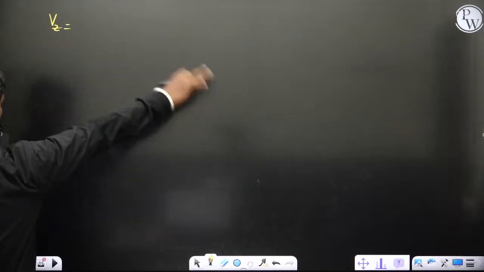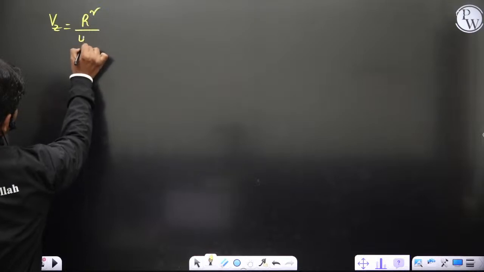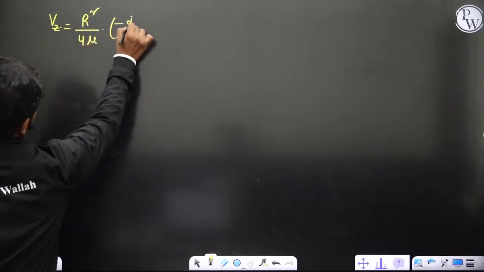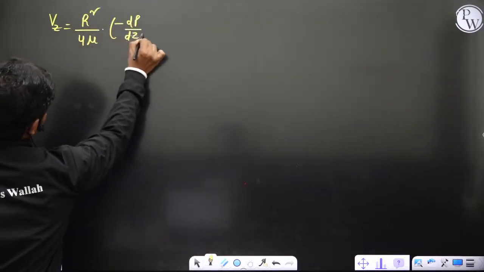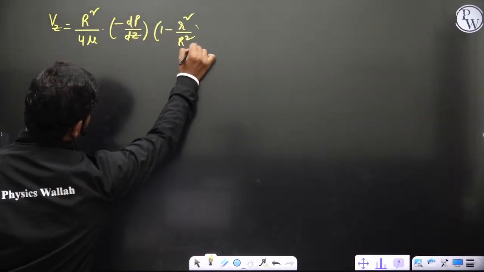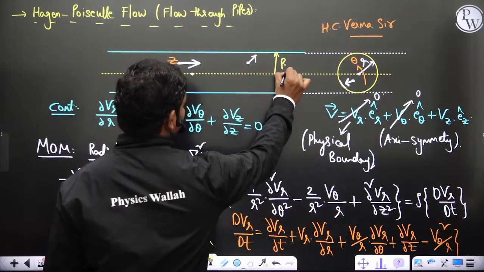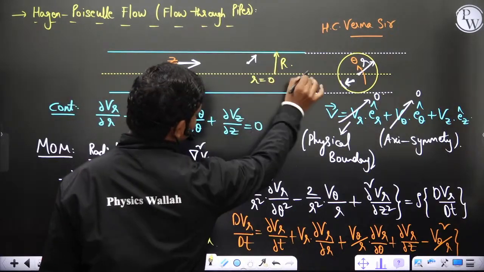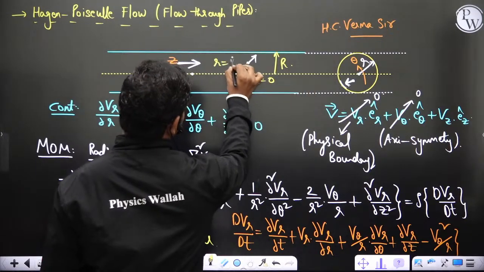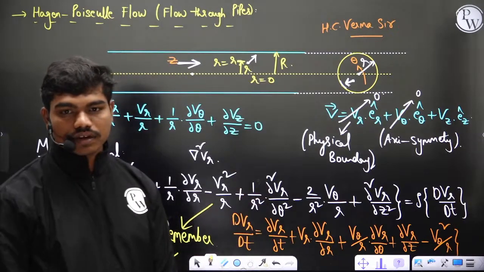So after doing a bit of algebra, solving differential equations and all, you will get this as r square by 4 mu into minus dp by dz, which is the pressure gradient, into 1 minus r square by R square. So what is small r and capital R? This is the capital R, the radius. Radius equal to 0 is the center line, and small r is at any radial location. So this is small r, for example. Clear?